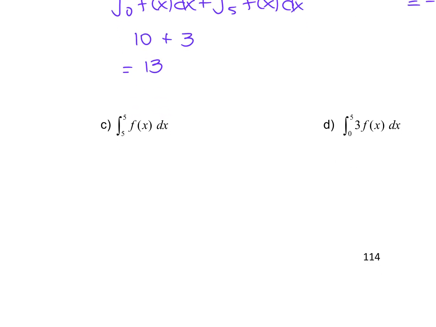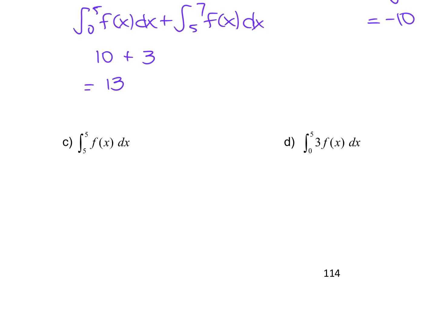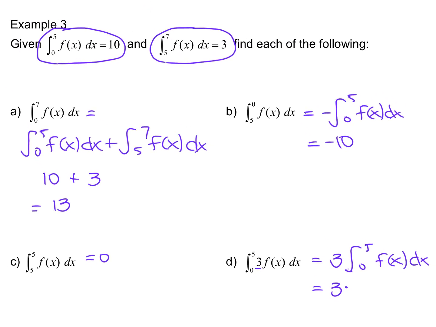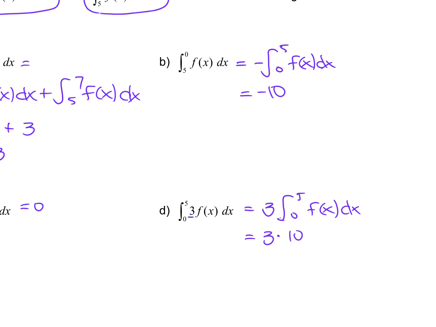C is the easiest one. When we integrate from 5 to 5, that's our first property that we used up here. If we integrate from the same number to itself, it always is going to give us 0. And last but not least, D is the one with the constant k out front. You're allowed to pull that constant out and multiply it by the integral from 0 to 5 of f of x dx. Therefore, that is 3 times the integral from 0 to 5, which is 10, therefore 30.